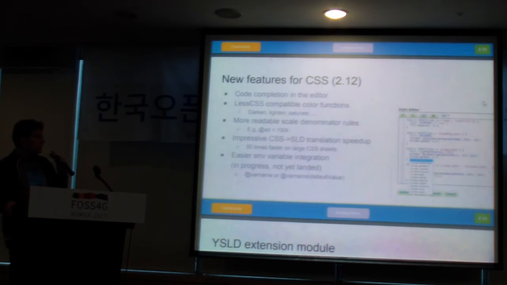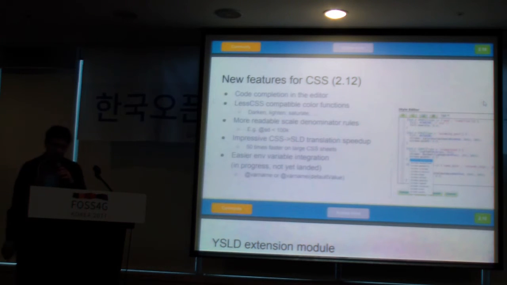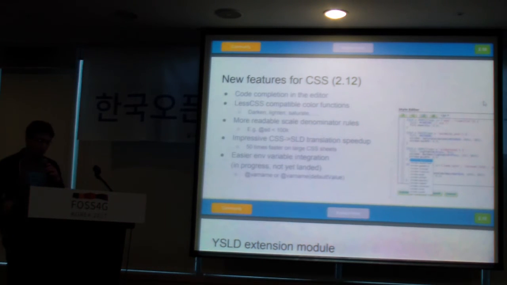In 2.12, we added the code completion in the editors. It's a modest one, but it's useful if you don't remember the property names. Now in the web page you can code complete the properties. We have LESS CSS compatible color functions, so you can take a color and make it darker, lighter, saturate, desaturate, and so on.